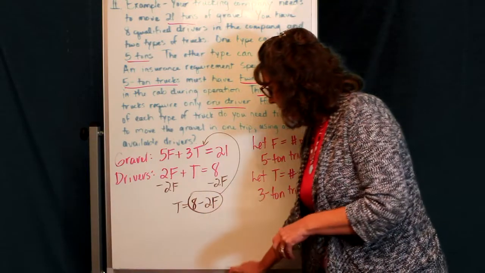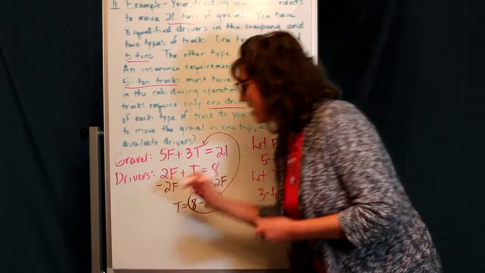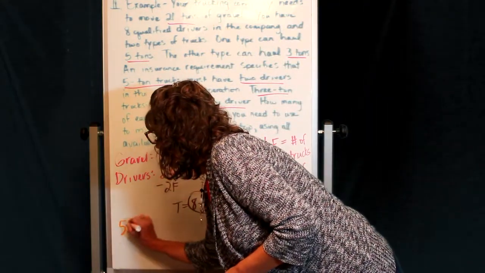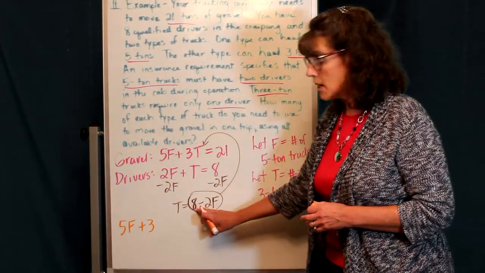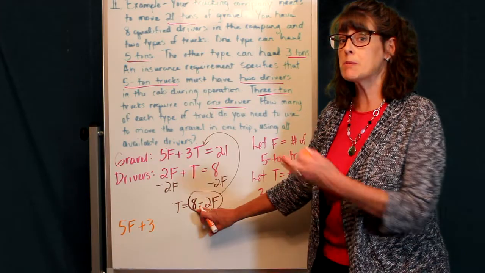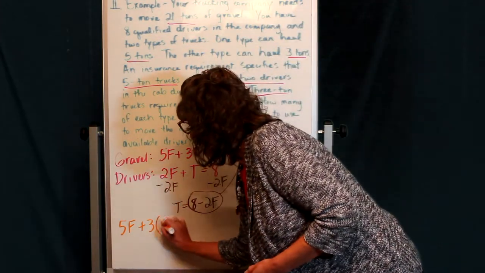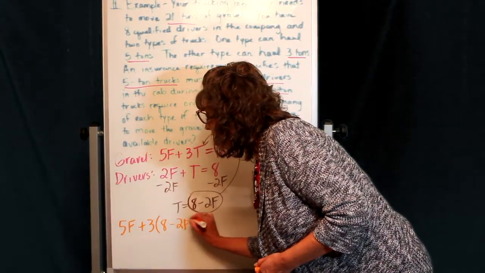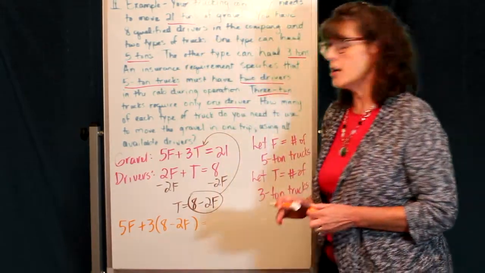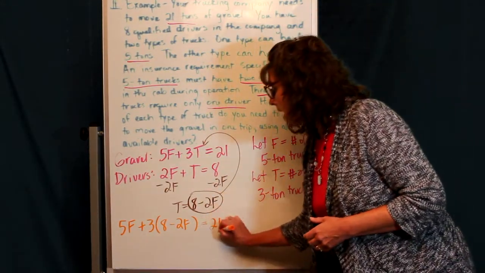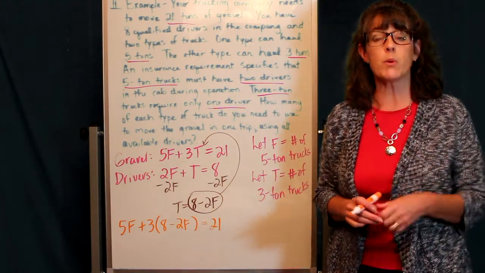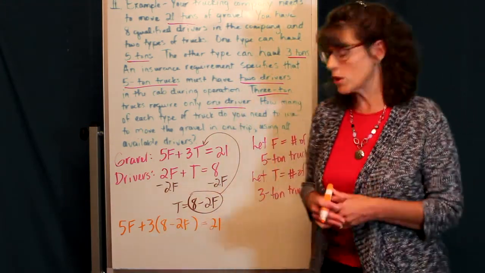So what I now have is 5F plus 3, and remember, it was 3 times T, now it's 3 times all this. To remind myself, I'm going to use a parenthesis, because it's not just 3 times the 8, not just 3 times the -2F, but 3 times all of it. Now we have an equation that has 1 variable in it. That's easy to solve. You know where to go from here.